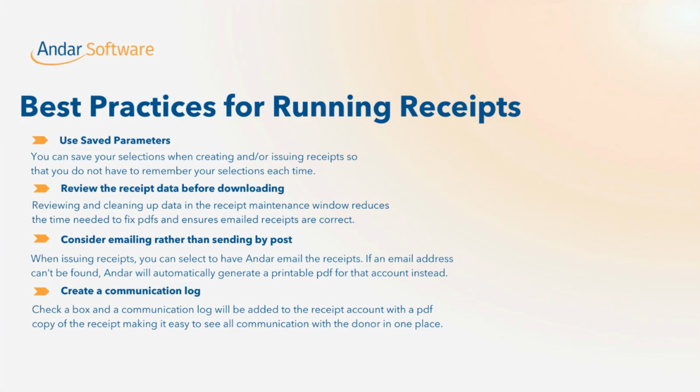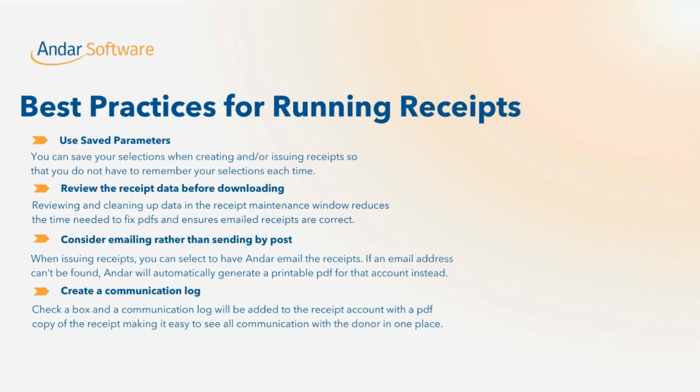And create a communication log. There's a checkbox we're going to look at in just a moment. Adding that just means that it's going to add a comm log saying that the receipt was issued. It's going to attach a copy of that PDF. It just puts all of the communications and contact points that you have with a donor in one place. So maybe not everybody on your team knows where to go to look to see if a receipt has been issued, but most staff should be familiar with communication logs. So it just creates, again, that one spot where they can find everything they need.